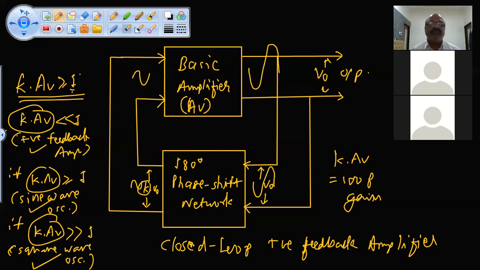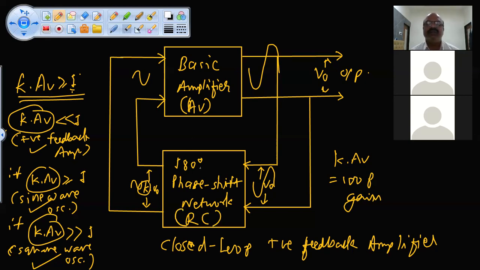So this is the basic of the RC oscillator. You need a 180 degrees phase shift network that will phase shift your signal, because the basic amplifier has already shifted your signal by 180 degrees. So it needs an extra 180 degrees phase shift to make the feedback signal in phase with the input signal. That extra 180 degrees phase shift is provided by the phase shifting network. The phase shifting network consists of resistance and capacitance.